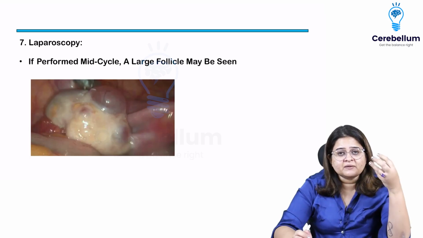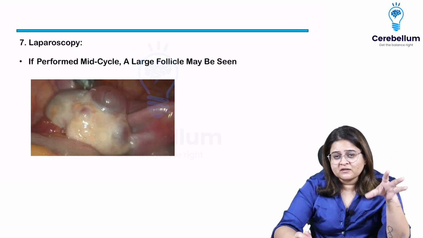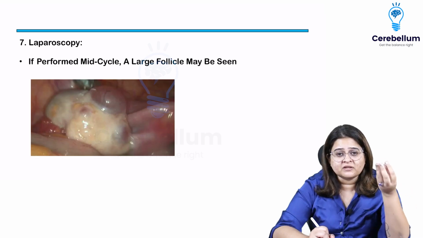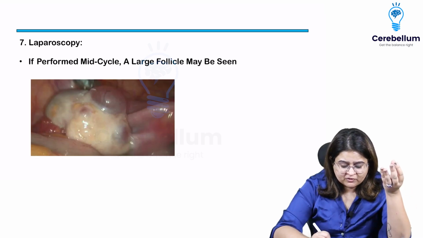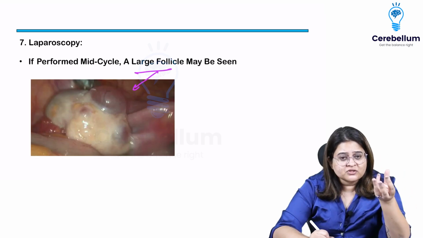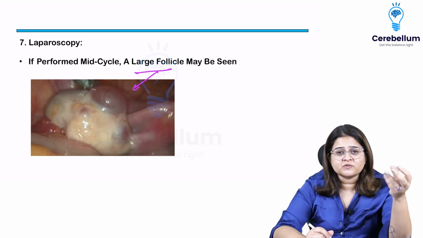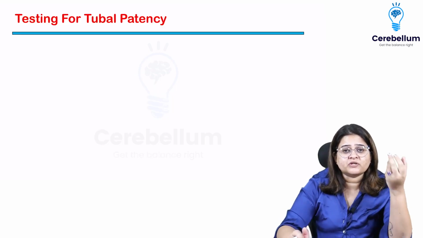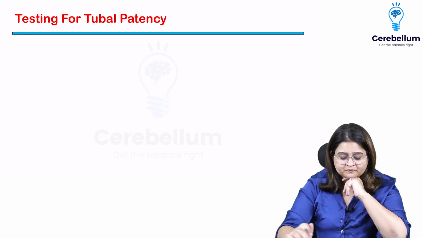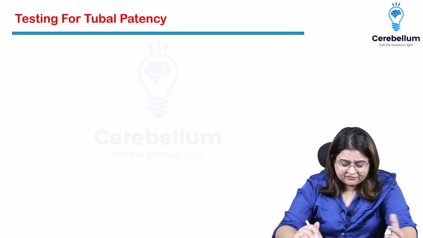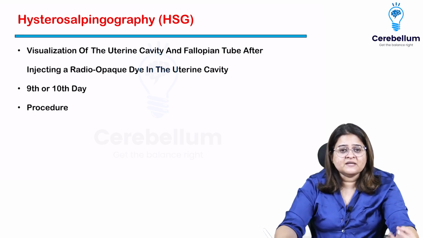Another way is, incidentally, if you're doing a laparoscopy for a patient mid-cycle around day 14, you can actually witness the follicle rupturing. So you can see a large follicle here, and this is just about to rupture. Many times when doing a laparoscopy, you witness ovulation happening right in front of you.